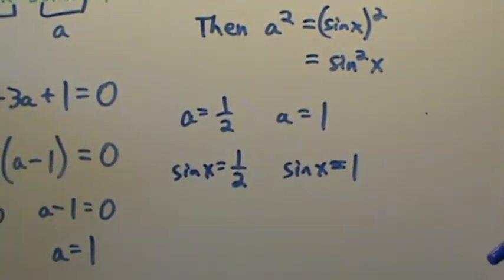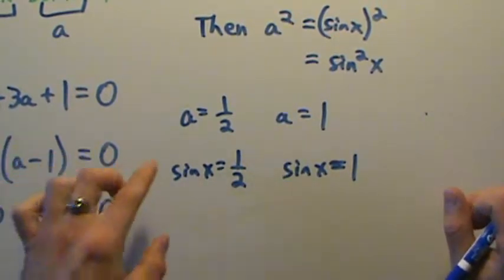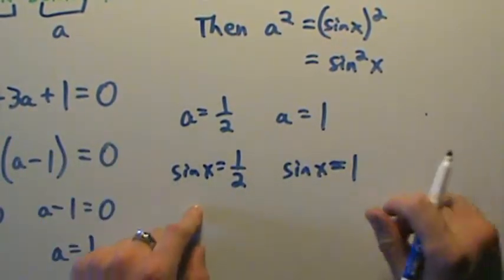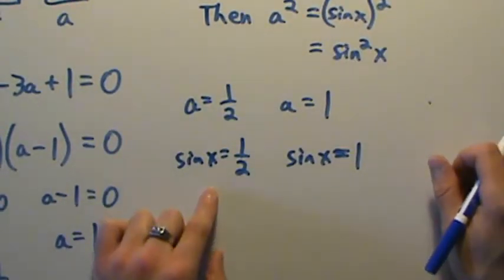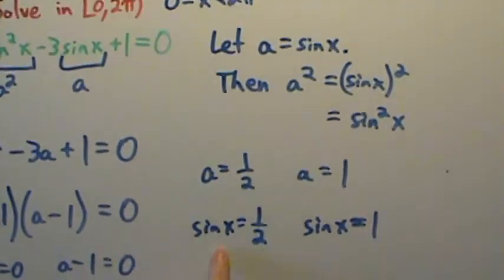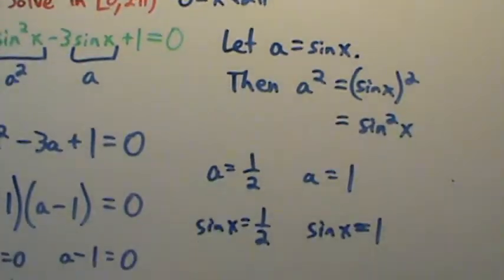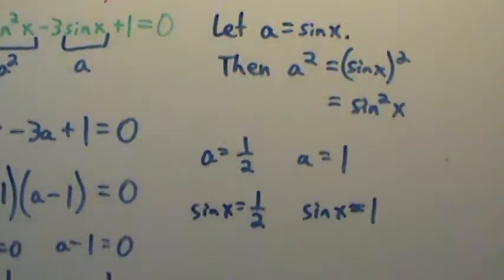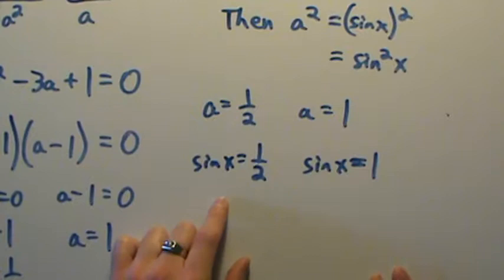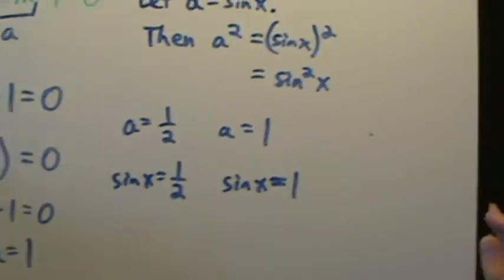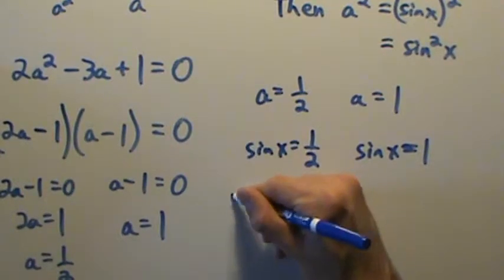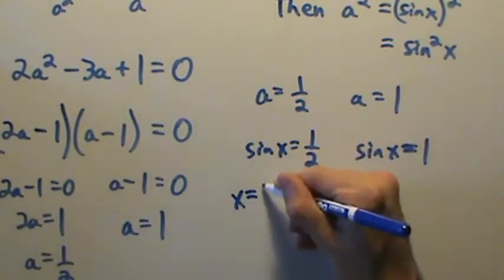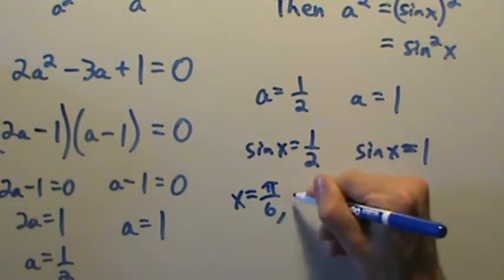So now we back substituted, we got rid of the a, and now we're back into sine of x. So now from here, it's just a matter of knowing the unit circle. So sine of x equals 1/2. What are the values of x between 0 and 2 pi that have sine of x equal to 1/2? So really, it's just a matter of knowing the unit circle. And these values of x are x equals pi over 6 and 5 pi over 6.